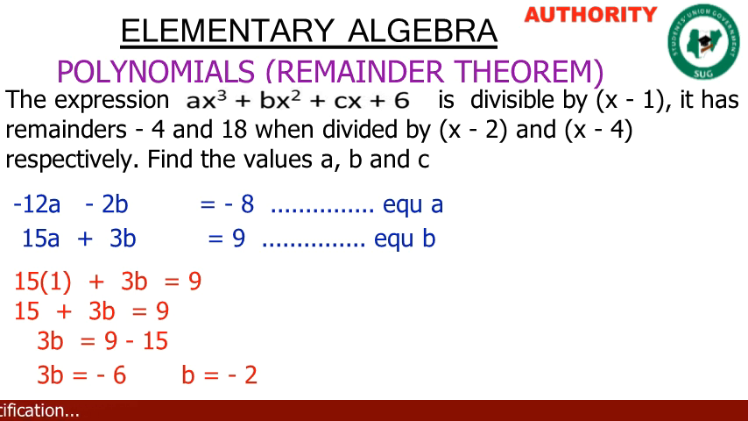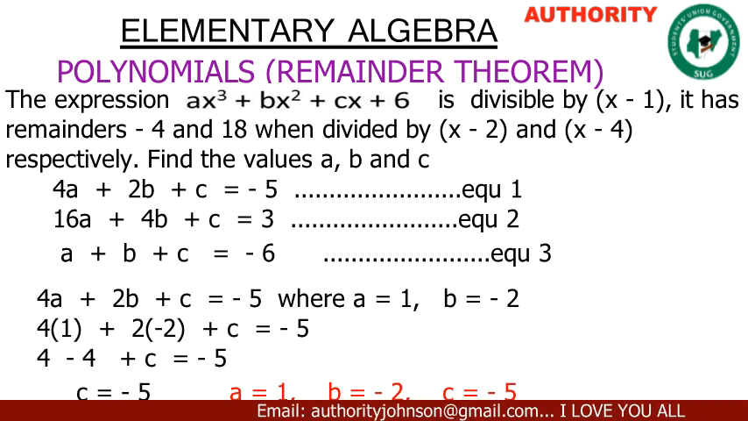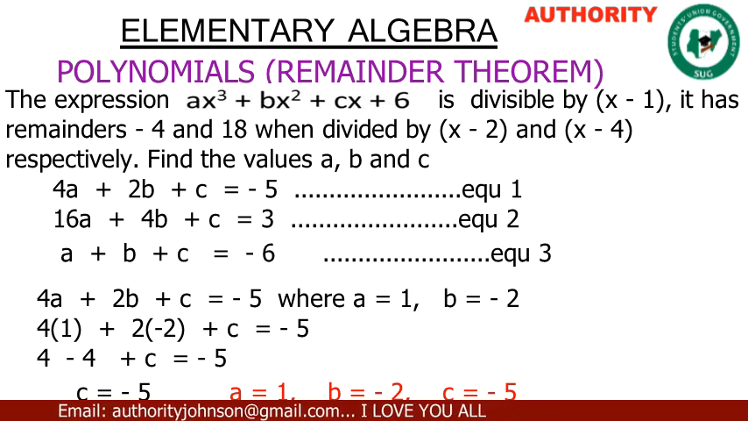Let's go again and find our last value, which is what? C. Alright, let's go. Which equation are we going to use? We are going to pick any from our 3 equations: equation 1, equation 2, equation 3. So let's pick any of them. Okay, I would like to choose equation 1. Alright, let's go. I pick equation 1 to solve. But you remember that our A is what? 1. Our B is what? Minus 2. And then we are using equation 1 to solve for C.